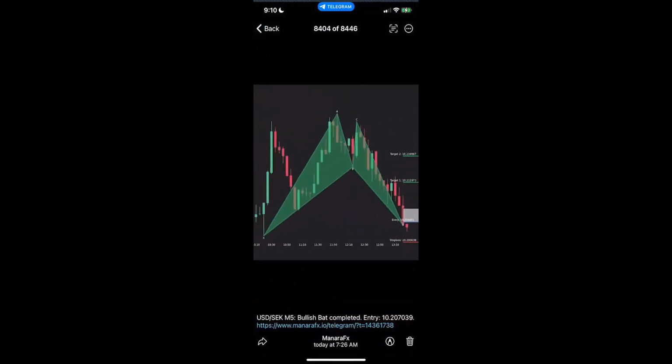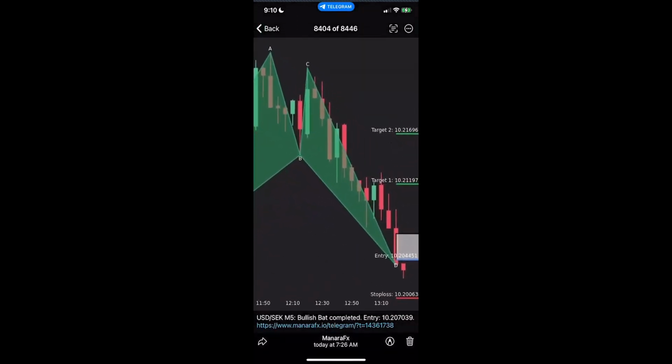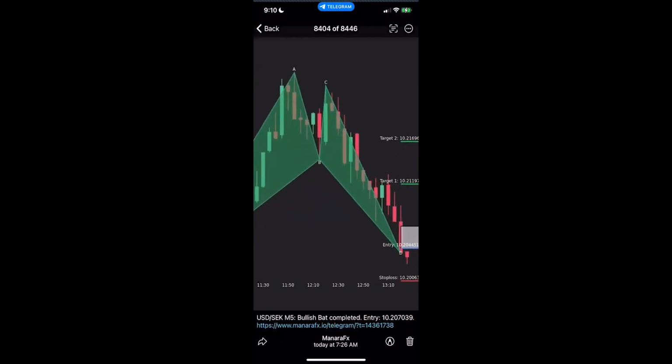They kind of look the same like this, nice and tight and structured. These are really good as well.